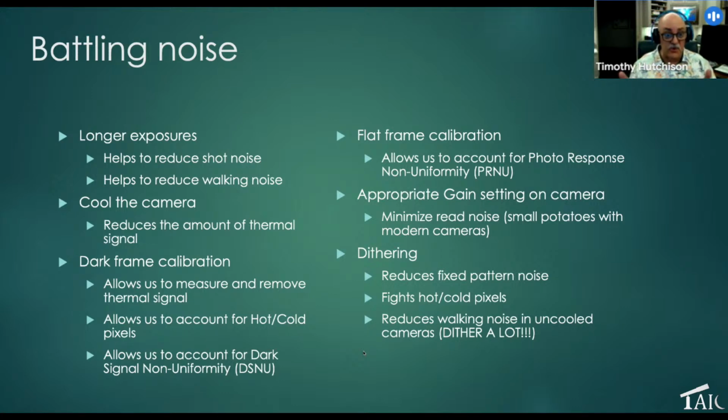It also helps to reduce walking noise because as our image gets brighter, we don't have to stretch it as much in order to get our target object signal to the point where it's visible. So we're not stretching that walking noise as much and making it as apparent.